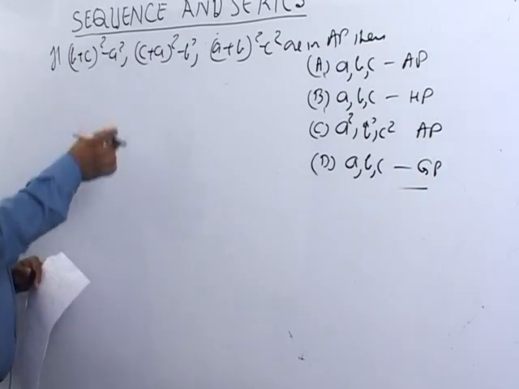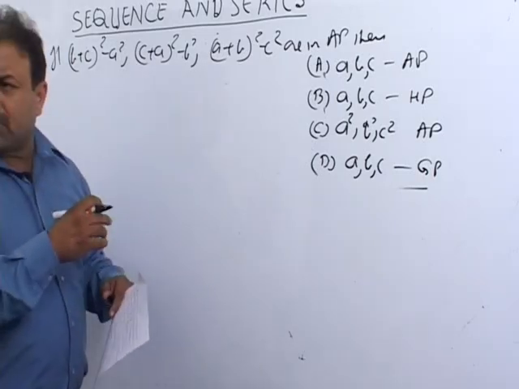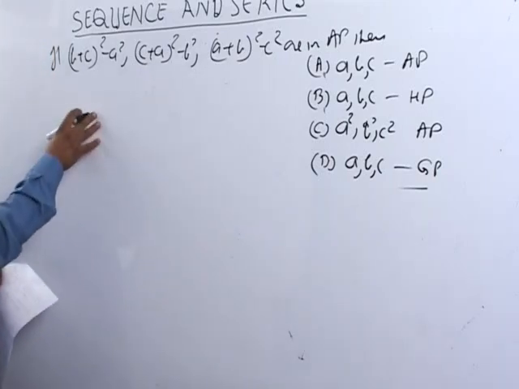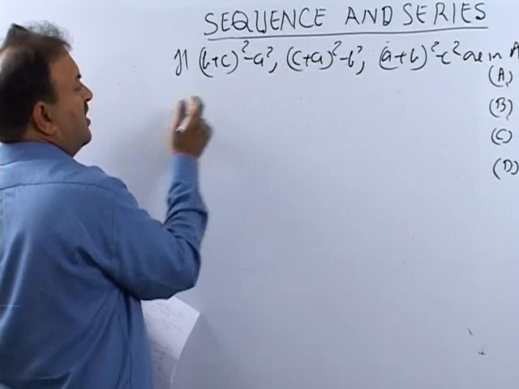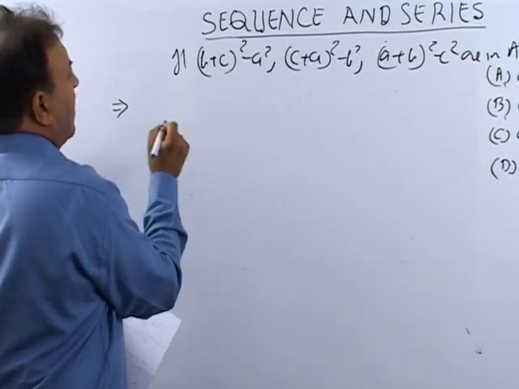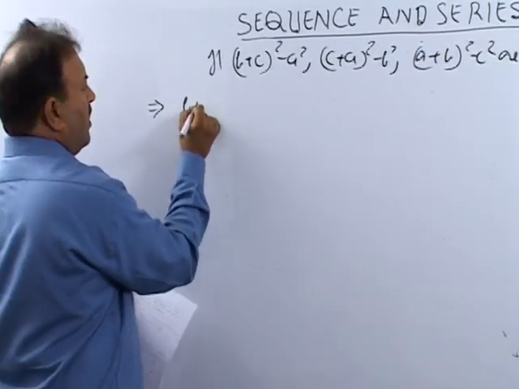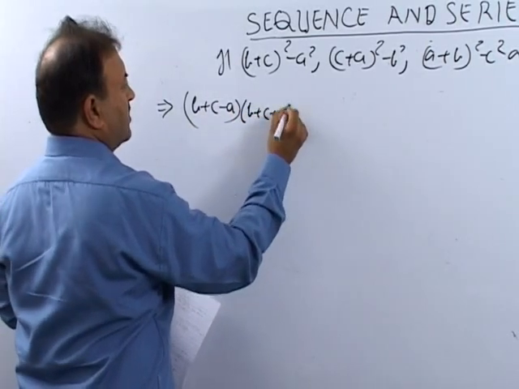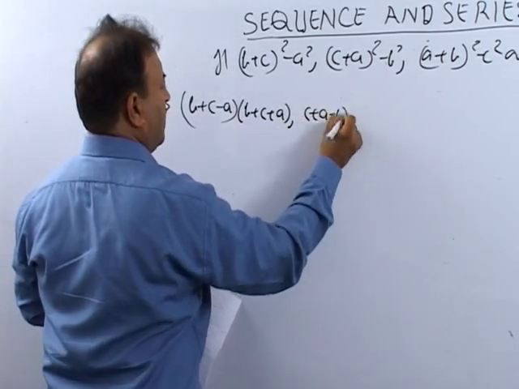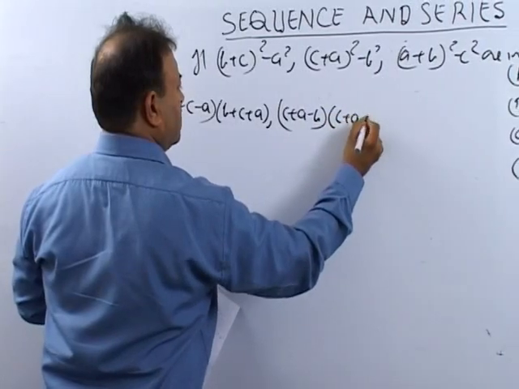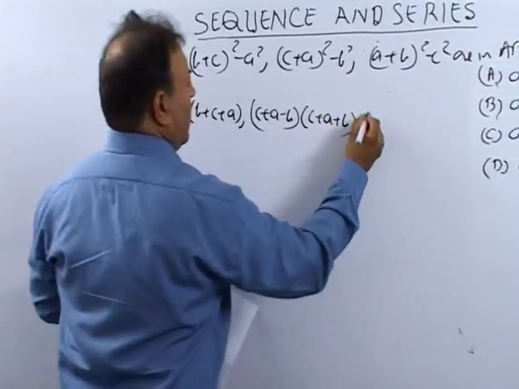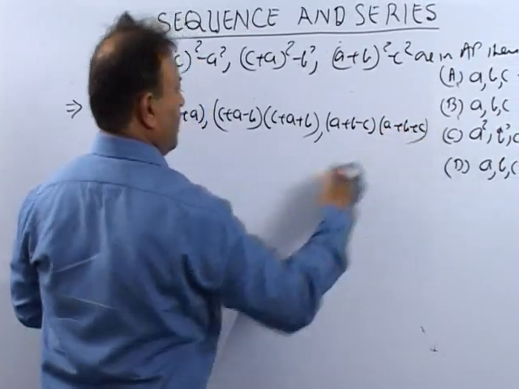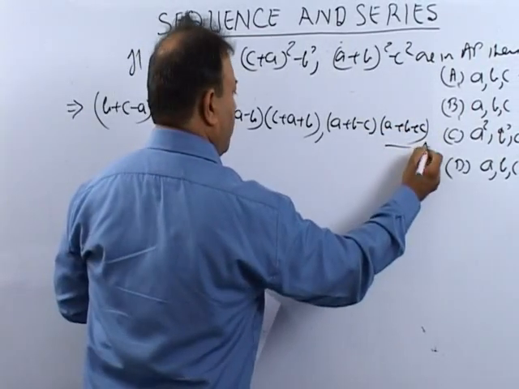Now again, if we go for twice the middle term is equal to sum of its extremes, it will be a very lengthy sum. So we adopt a method what? Now हम क्या करेंगे? If this is in AP, I factorize the things. Factorization मतलब B plus C minus A, B plus C plus A, C plus A minus B, C plus A plus B. It comes out to be A plus B minus C, A plus B plus C. This is in AP.